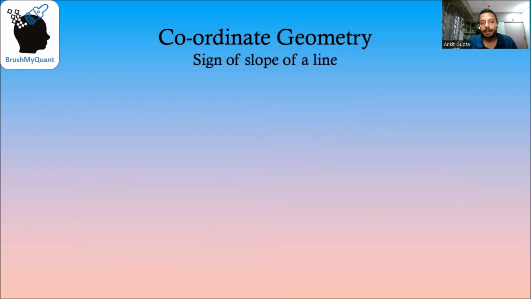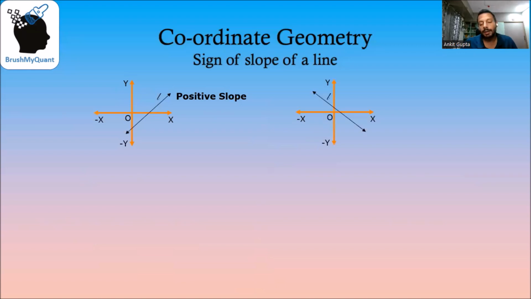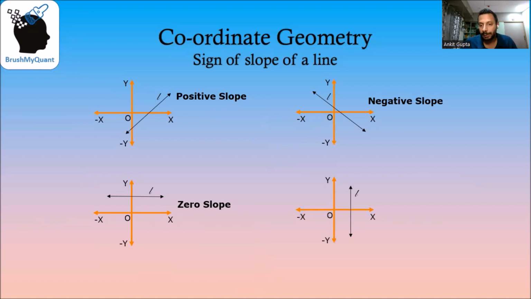Now let's see how the sign of slope of a line changes depending on where exactly the line is inclined. So if the line is tilted towards right, which is shown in this figure, then the line will have a positive slope. If the line is tilted towards left, or tilted like this, then the line will have a negative slope. If the line is parallel to x-axis, then the line will have zero slope. And if the line is perpendicular to x-axis or parallel to y-axis, then the line will have undefined slope.